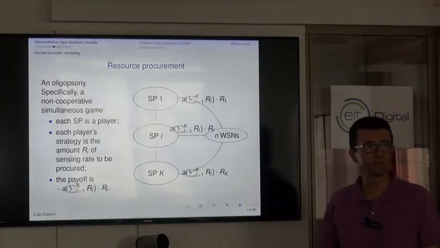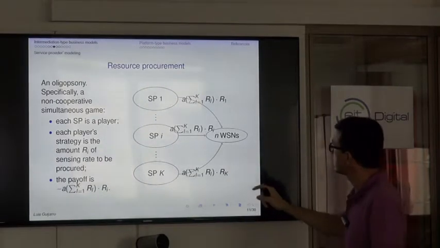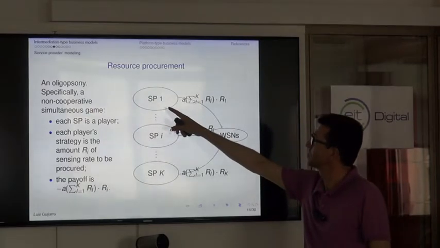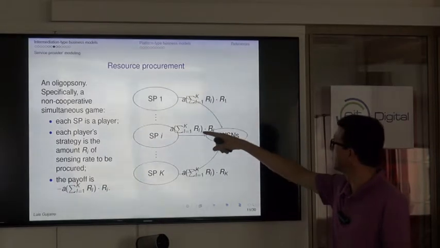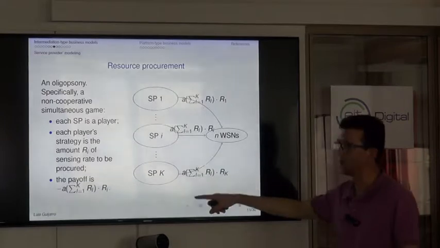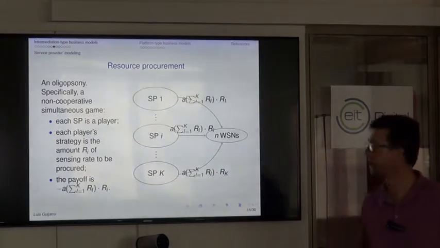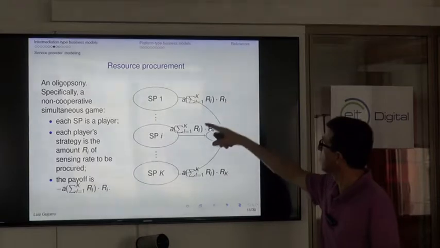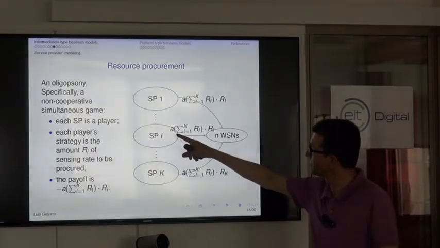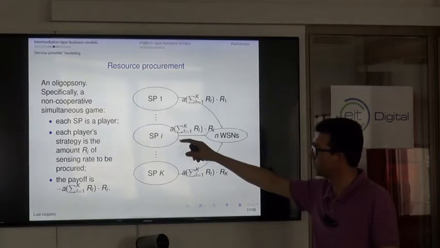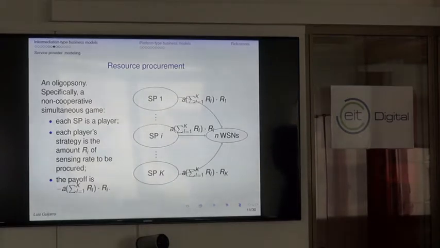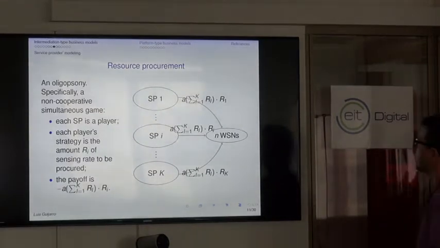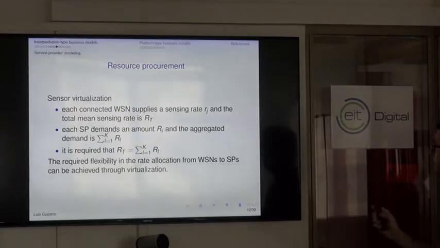It is indeed a strategic game because the strategy chosen by an SP, R1, affects the payoff of all the other service providers. How? Through the expression of the unit price that the inverse supply function gets.